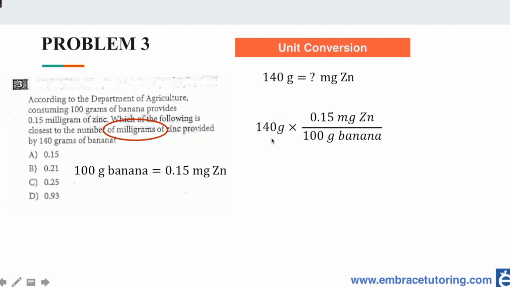So what you want to do is take your 140 grams of banana, and I want to make sure the denominator of my unit conversion is going to end up canceling out. So this is grams of banana, and therefore the 100 grams of banana is going to go in the denominator of my unit conversion. My numerator is going to be my desired value, or the top value. So here I have 0.15 milligrams of zinc. You'll notice that the grams of banana will cancel, and now you're going to be left in milligrams of zinc, which is going to equal 0.21 milligrams of zinc overall, making B my best possible answer choice for question number 3.